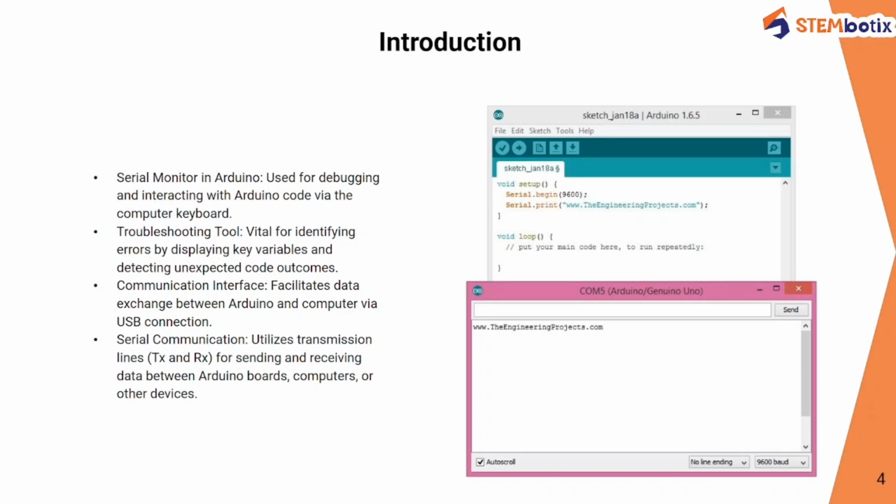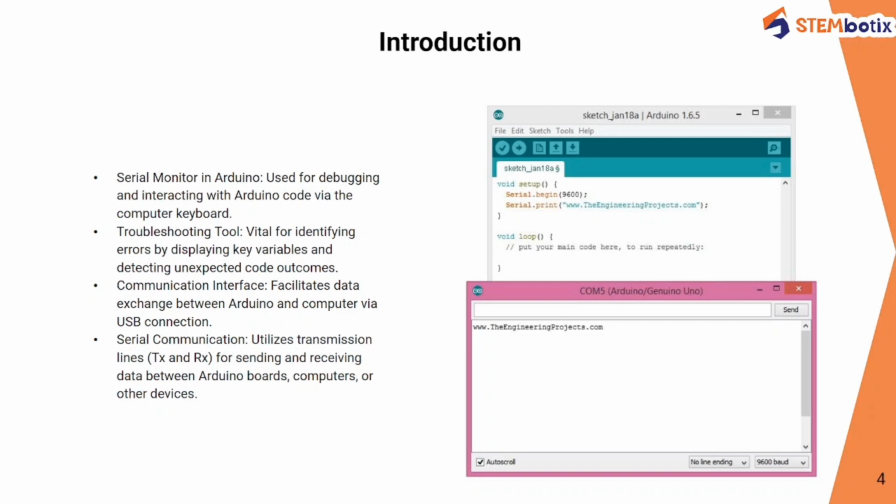The second one is troubleshooting, a tool vital for identifying errors by displaying key variables and detecting unexpected code outcomes. The third one is a communication interface, which facilitates data exchange between Arduino and the computer via USB connection. And the last one is serial communication. A serial monitor utilizes transmission lines like TX and RX, which stand for transmitter and receiver, for sending and receiving data between the Arduino board, computer, or other peripheral devices.